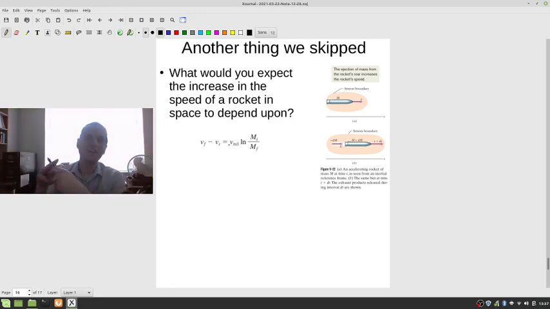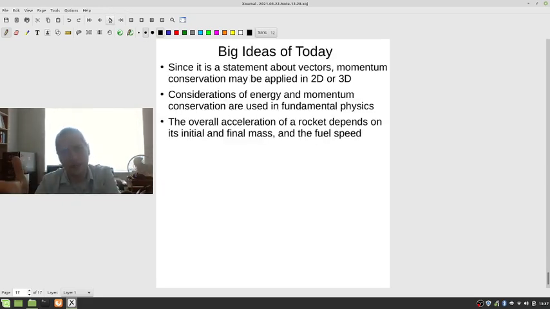Okay, so this is kind of the idea of some of the things that you can use this for, and I'm going to stop there and just say it again. Momentum conservation can be applied in 2 dimensions or 3 dimensions. You just add up all the momentum in one direction or the other. These sorts of considerations of energy and momentum are used in fundamental physics, for instance, finding the Higgs boson or any other type of exotic particles. And furthermore, momentum conservation gets you a long way towards the possibility of doing some rocket science.